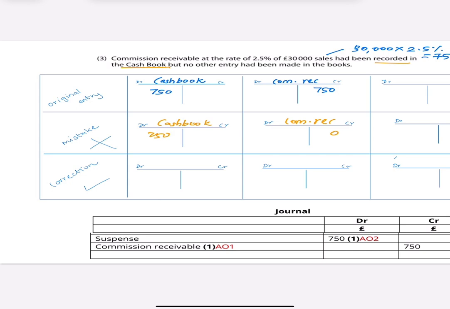How are we going to correct this error? Therefore, you have to include it in commission receivable. 750 credit. We do not know where to debit. Therefore, suspense account debit by 750. Therefore, the double entry: suspense account debit, and then we're going to credit commissions receivable.